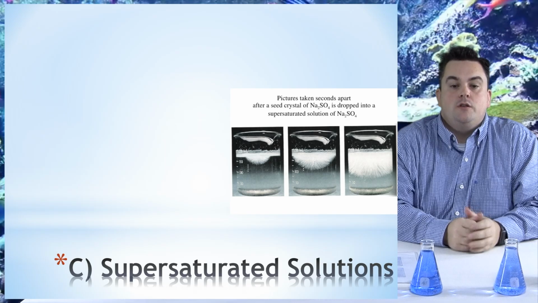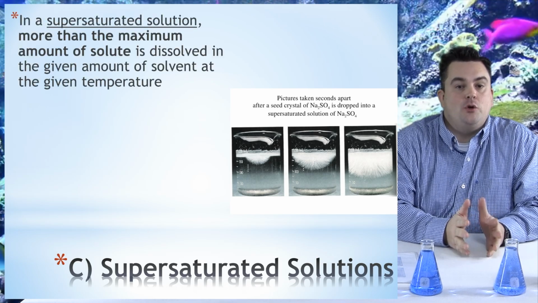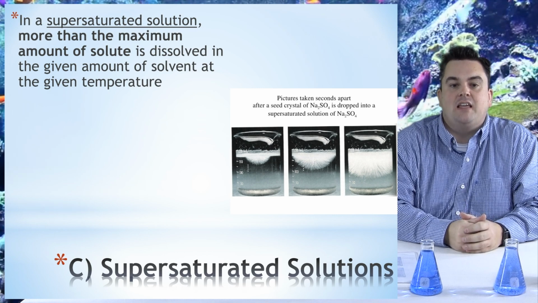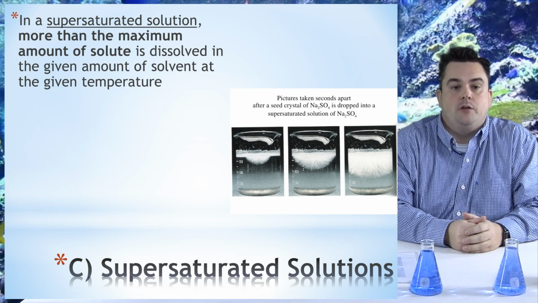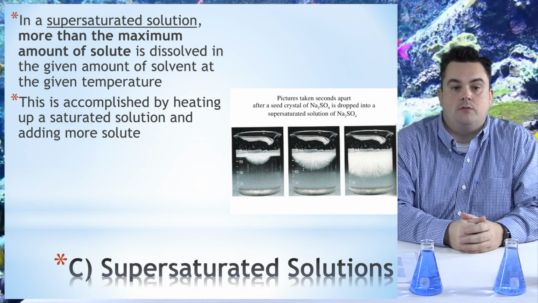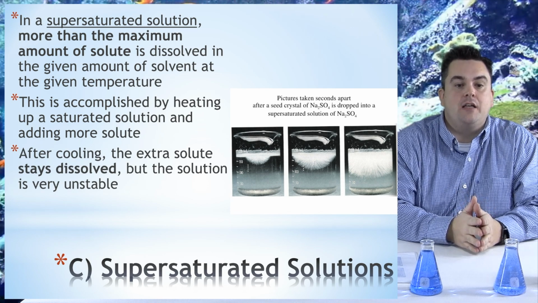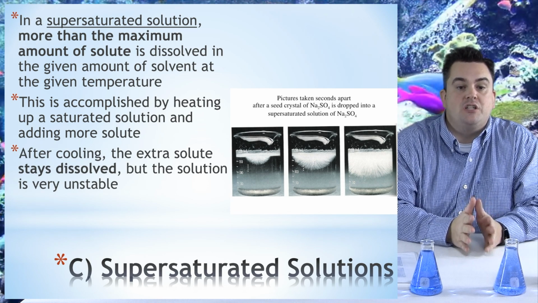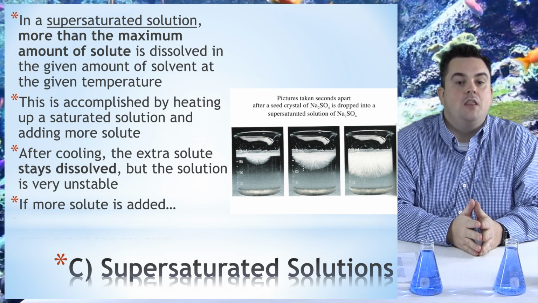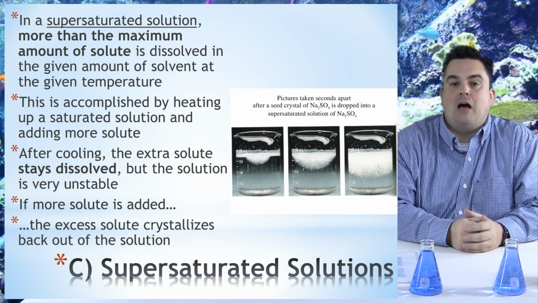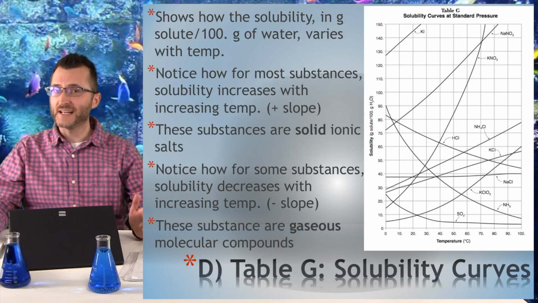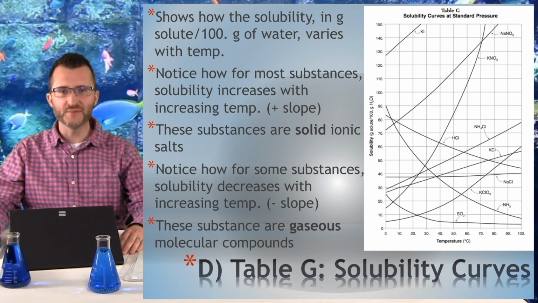Supersaturated solutions. In a supersaturated solution, more than the maximum amount of solute is dissolved in the given amount of solvent at the given temperature. This is accomplished by heating up a saturated solution and adding more solute. After cooling, the extra solute stays dissolved, but the solution is very unstable. If more solute is added, the excess solute crystallizes back out of the solution. This is actually how rock candy is made. We're going to take a look at a new reference table today, Table G's solubility curves.